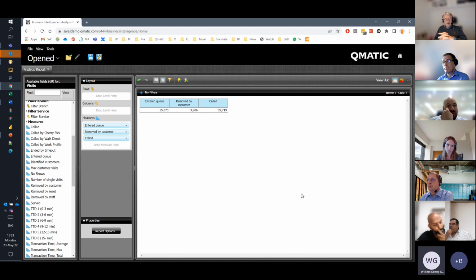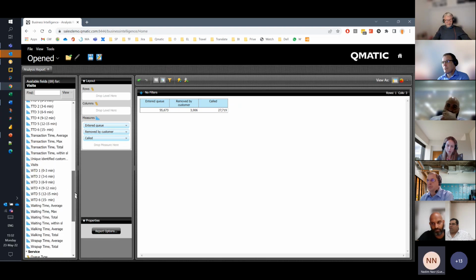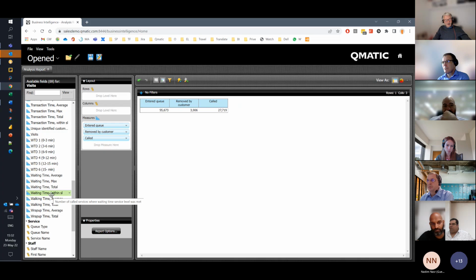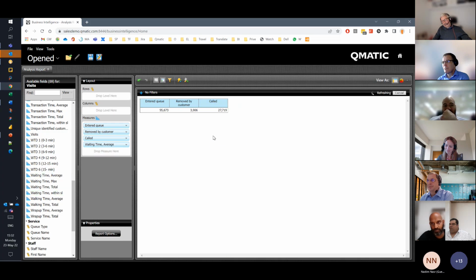Now I have a question. People entering the queue and people called from the queue. Do you remember what kind of measure you have in between? I want at least one person to get this. When I enter the queue and then I'm called from the queue, what time is in between? Waiting time and average waiting time. I hear somebody say waiting time. I'm happy with that. So yeah, in between entering queue and being called is waiting time.